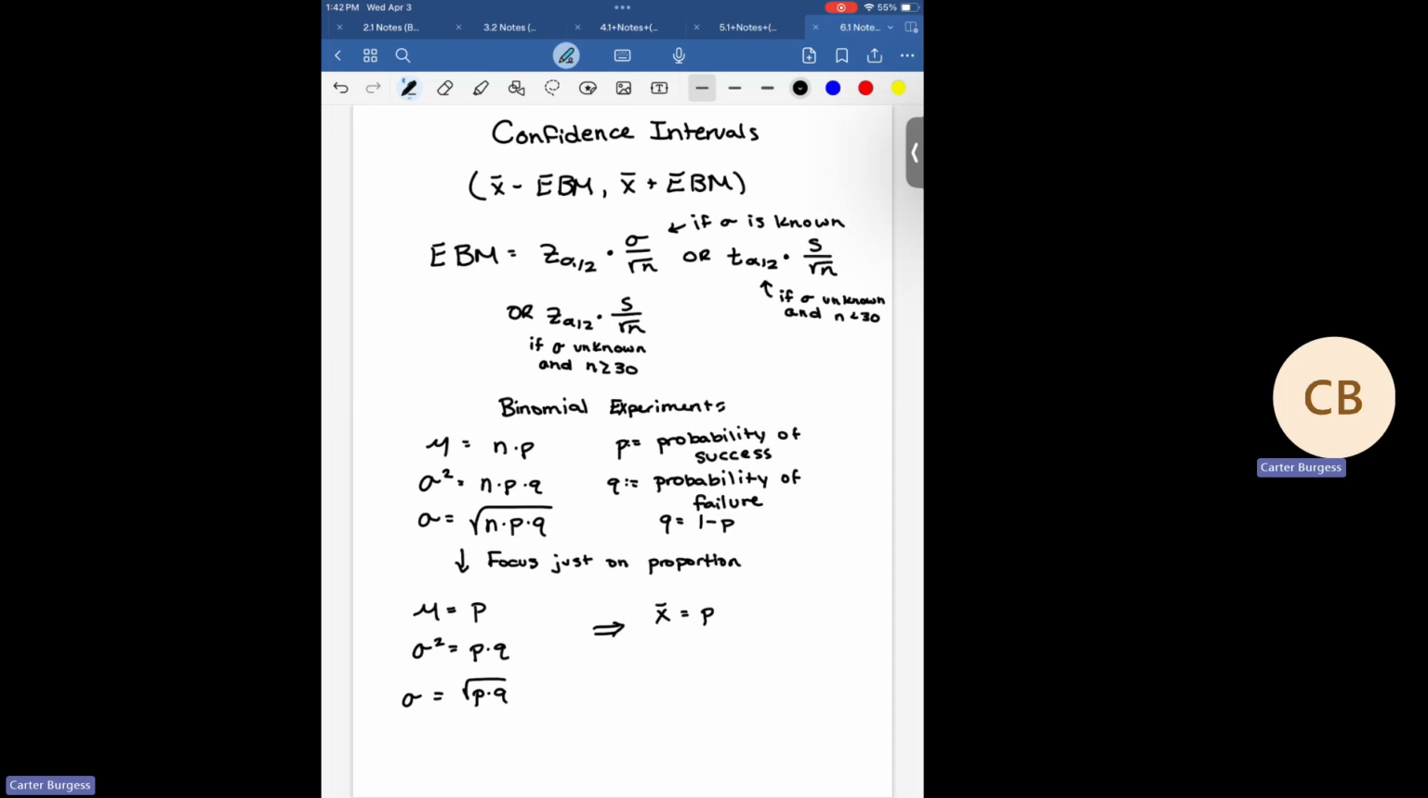You're not that far off, actually. It's going to be P hat. I was like, Y hat, we're guessing as to what Y is. P hat, we're guessing as to what P is. And then instead of sigma, what should I use? S for standard deviation. And this is going to be the square root of, well, again, we're guessing what P is, and we're also guessing what Q is.